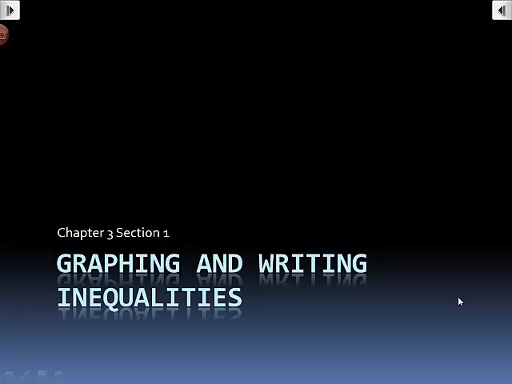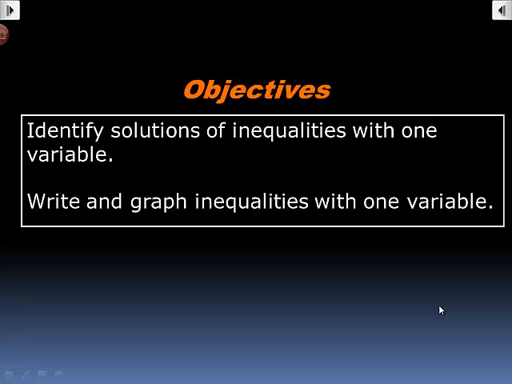Welcome to Chapter 3, Section 1, Graphing and Writing Inequalities. Our objective is to identify solutions of inequalities with one variable. Write and graph inequalities with one variable is our second objective.